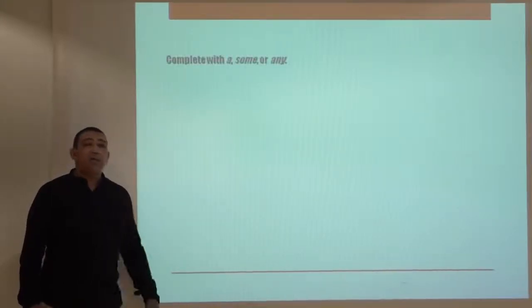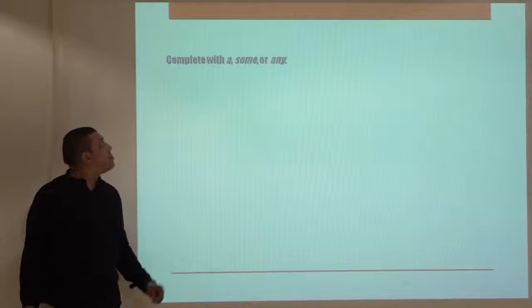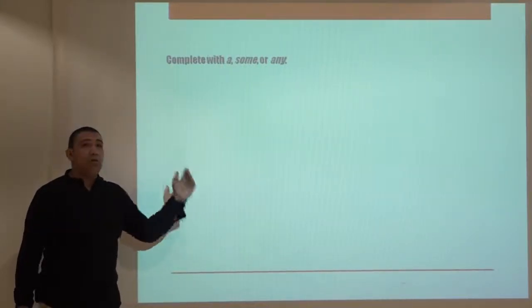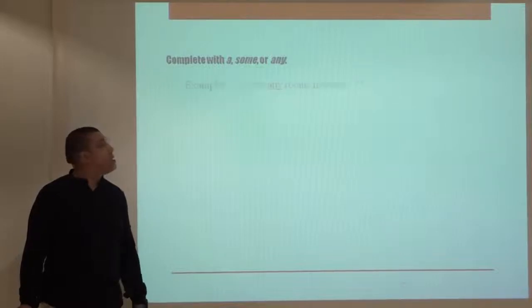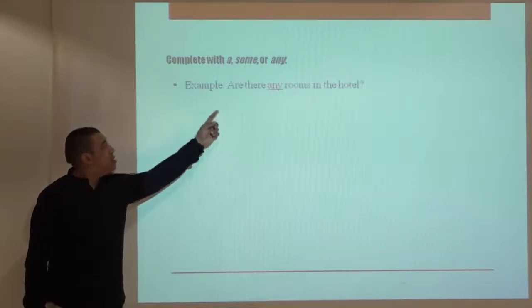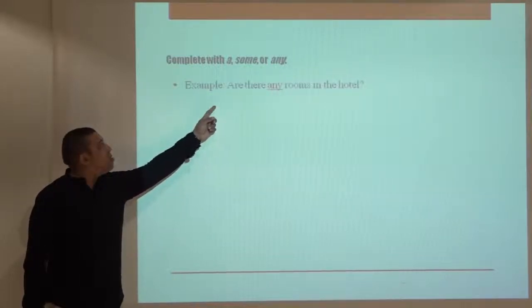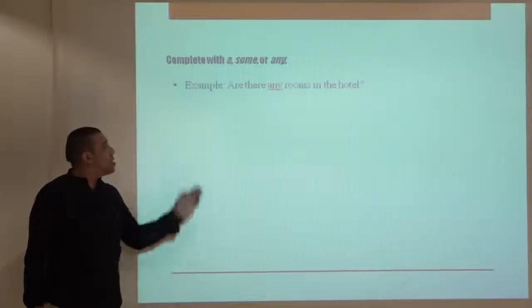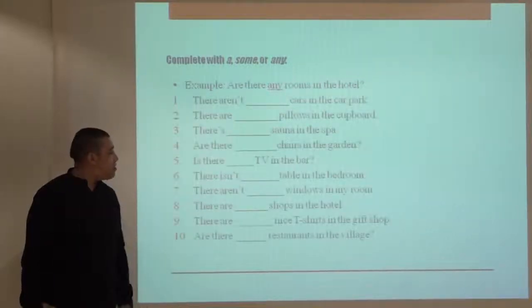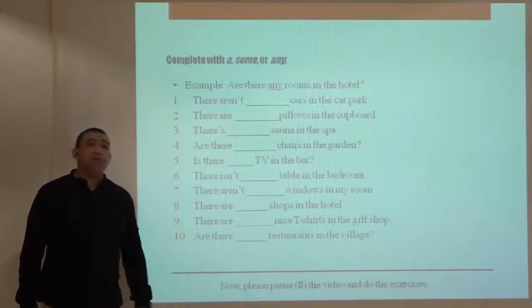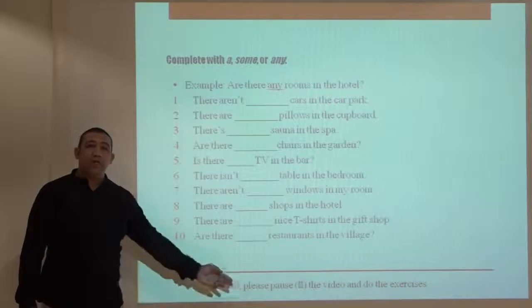Let's now do some practice: complete with a, some, or any. For example, are there any rooms in the hotel? So that's a question, so we use any in our sentence. Let's have a look at the questions now. Now, please pause the video and do the exercises.